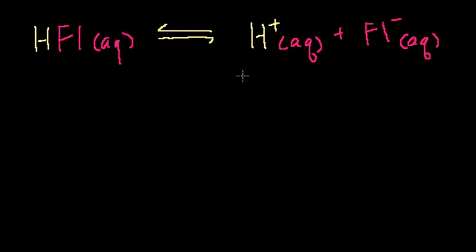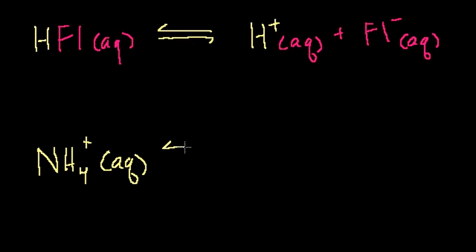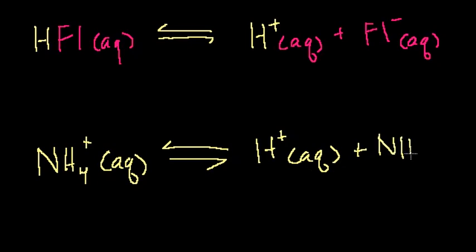Let me write another acidic reaction so you can see the general pattern. Let me write ammonium, NH4 plus. It's ammonia with an extra hydrogen. In an aqueous solution, that can dissociate, with one of those hydrogens popping off. And then you have ammonia, NH3, that's also in an aqueous solution.